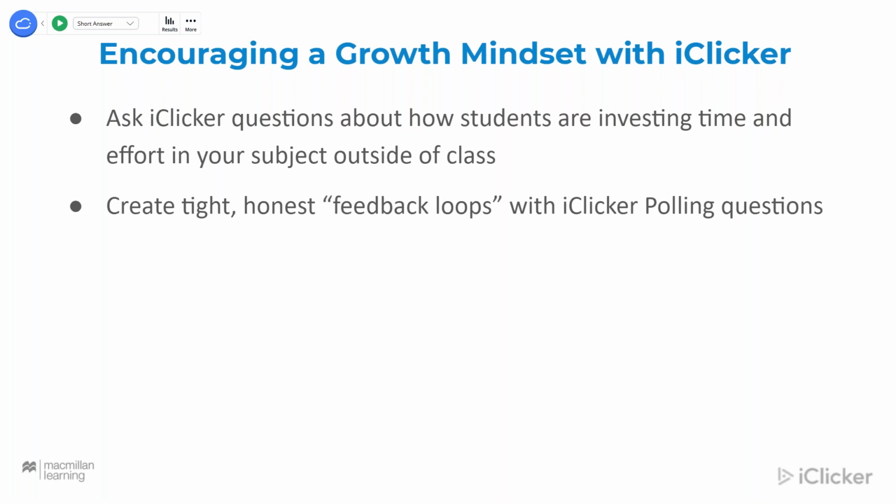You want to create tight and honest feedback loops with iClicker polling questions. So on a Friday, I can give a quiz to a student, and if I work all weekend, I can give it back to them first thing on Monday. And that's a really tight feedback loop with a piece of paper. But what happens is my students encounter the problems and the challenges on Friday, and when they get the quiz back on Monday, all they look at is the grade. And maybe they just stuff it in their bag and it's forgotten.